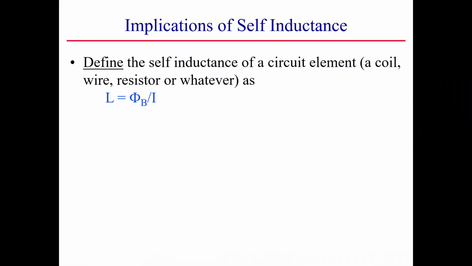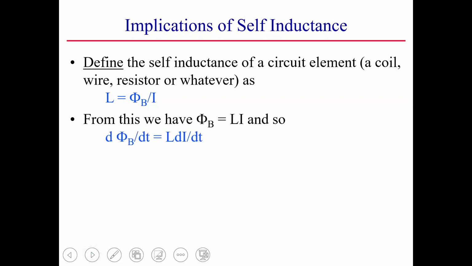So we define self-inductance as a capital L, okay? And this can be through any component. We represent them like solenoids because that's what we traditionally think of. But it's going to be the magnetic flux over current. So you can rearrange that and find that the magnetic flux is L times I.